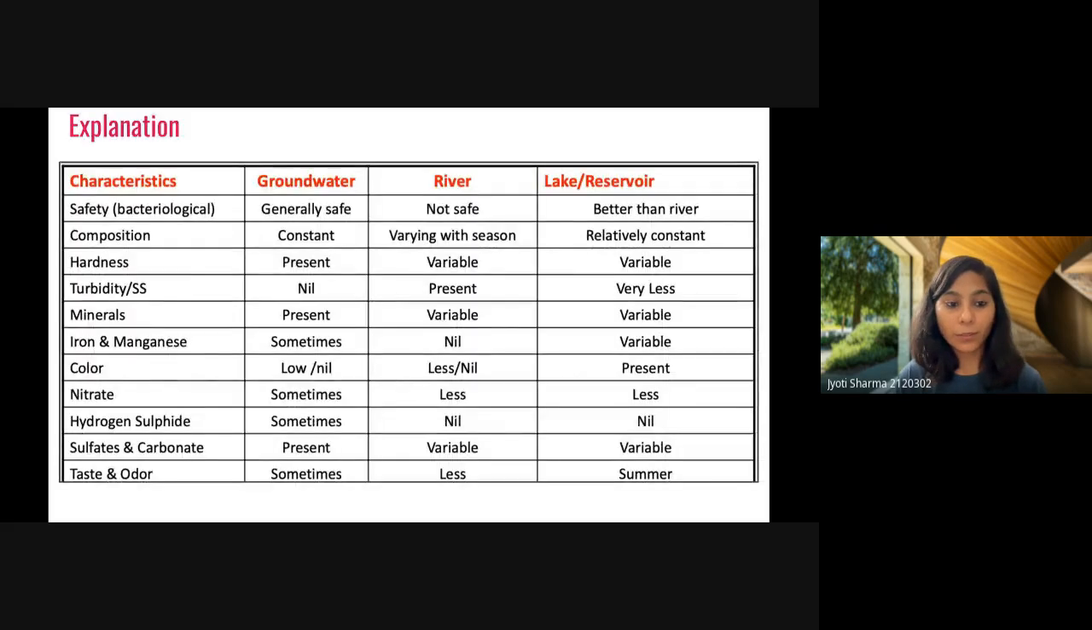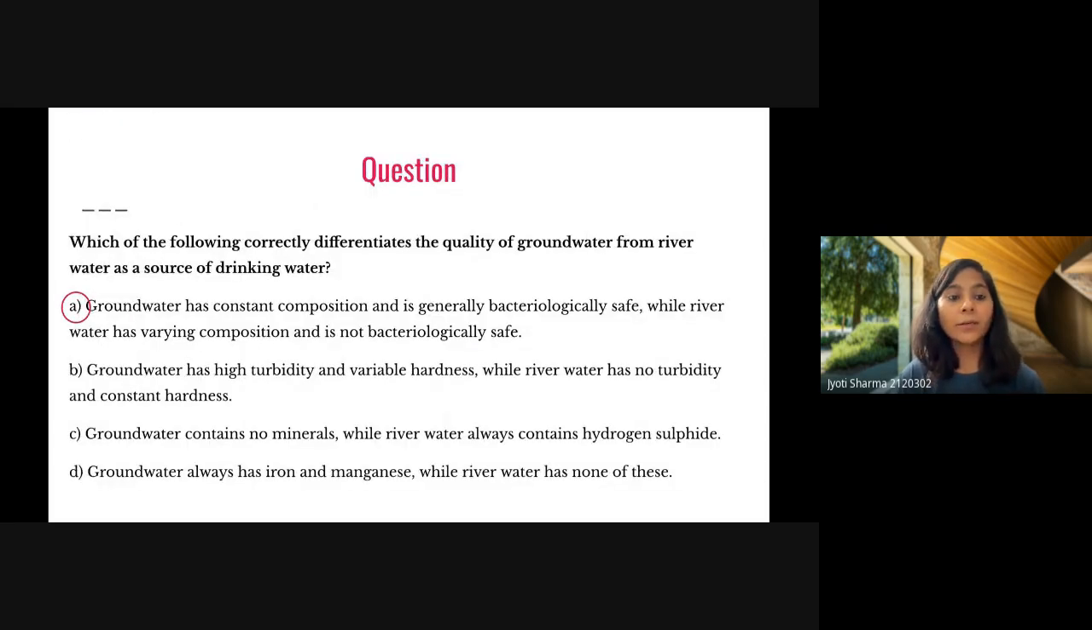Okay, so just see here: groundwater has constant composition, as per the table, and is bacteriologically safe, while river water has variable composition and is not bacteriologically safe, and that's why option A is the right one.